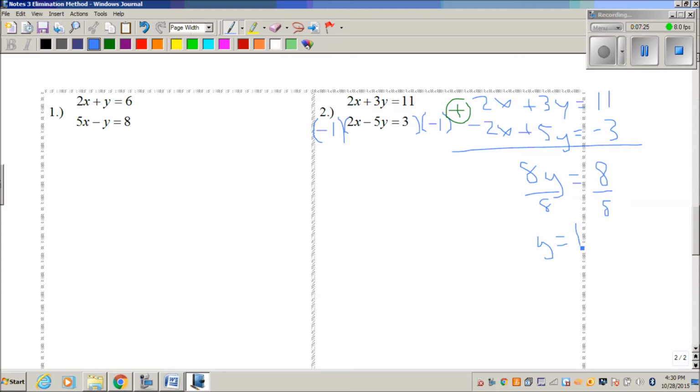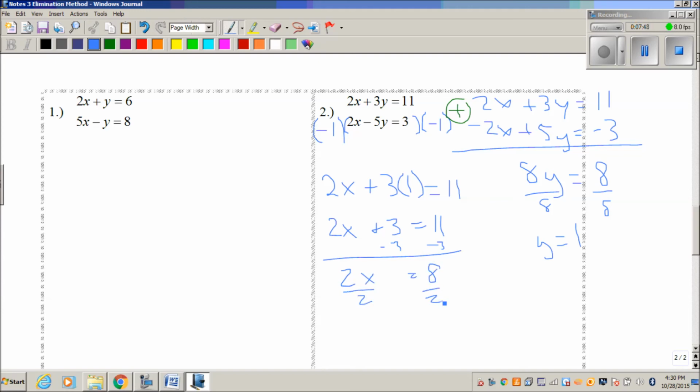Now I can substitute that 1 in either equation. It doesn't really matter. I'm going to use the first equation, 2x plus 3 times 1, because y is going to equal 1, equals 11. So I have 2x plus 3 equals 11. I'm going to subtract 3 from both sides. 2x equals 8. Divide by 2, x equals 4. So there's my solution. x equals 4, y equals 1. As a coordinate, I can write it as (4, 1).